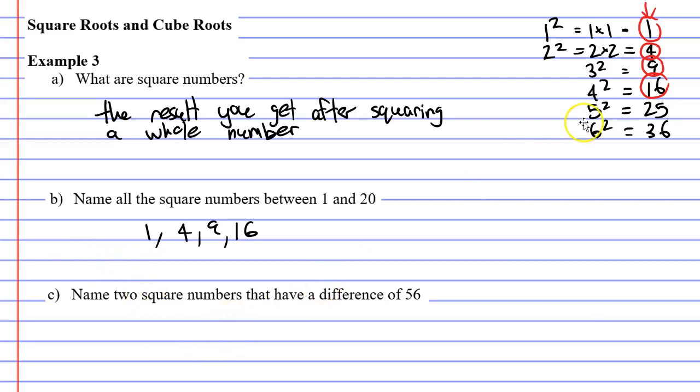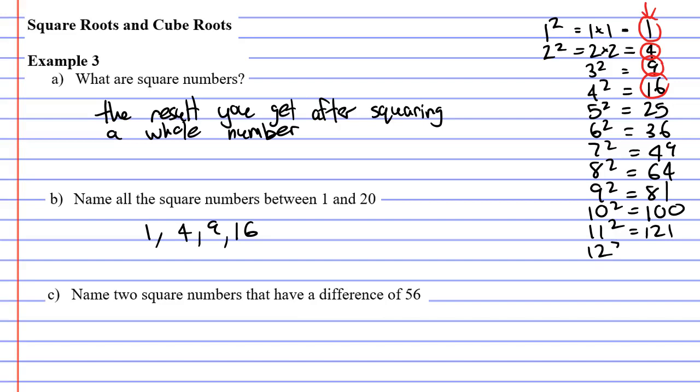Alright, now question C says name 2 square numbers that have a difference of 56. And what we need to do is we actually need to find some more square numbers here. So we got all the way to 6 squared. 7 squared is 49. 8 squared is 64. 9 squared is 81. 10 squared is 100. Let's go all the way to 12 squared. So 11 squared is 121, and 12 squared is 144.